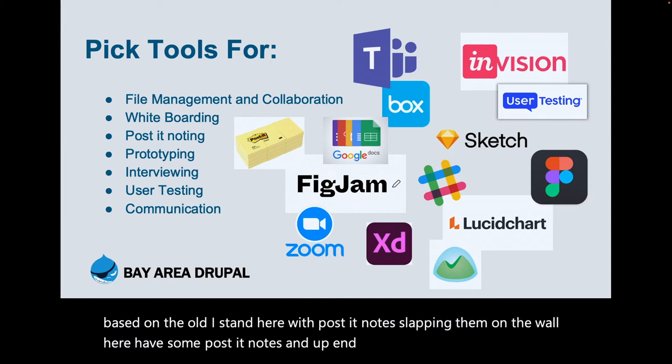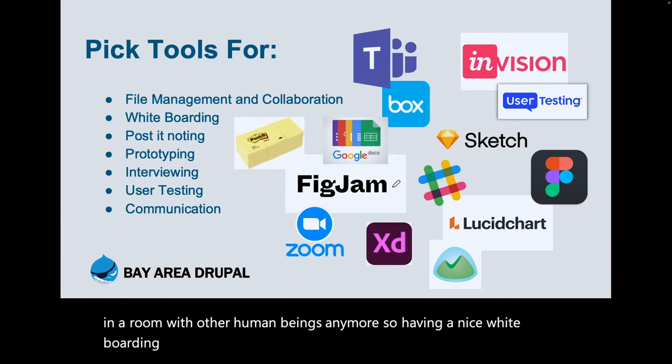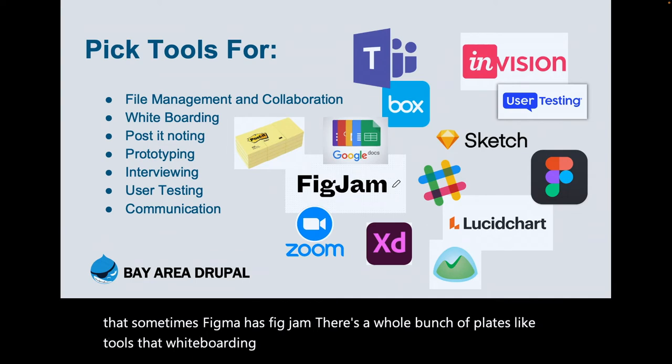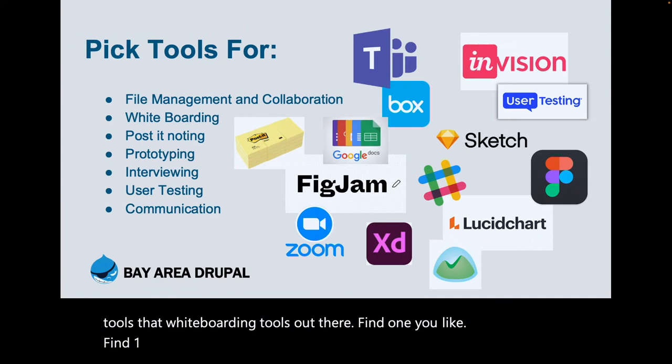So, as we all know, we rarely stand in a room with other human beings anymore, so having a nice whiteboarding tool... InVision has one called Board or something. I like that. I use that sometimes. Figma has FigJam. There's a whole bunch of whiteboarding tools out there. Find one you like, that everyone can use at the same time.